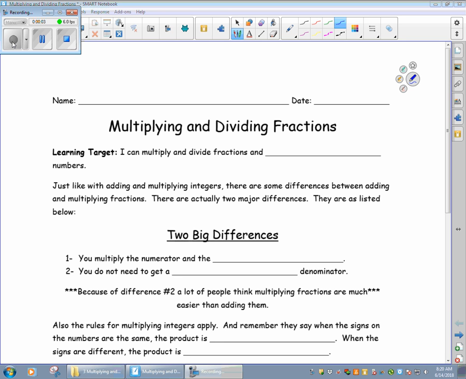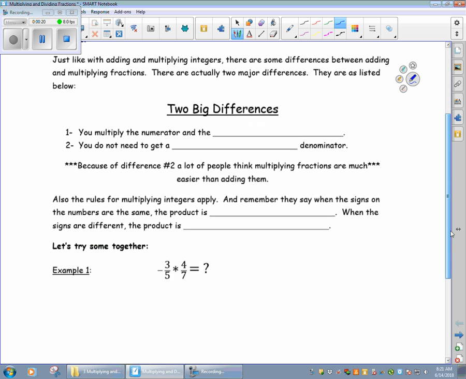Alright guys, so here's a video on multiplying and dividing fractions. Our goal today is I can multiply and divide fractions and some whole numbers as well. Just like when we multiply and add integers, there's some big differences between them when it comes to fractions. And there's two major differences that we're going to talk about before we get into some examples.